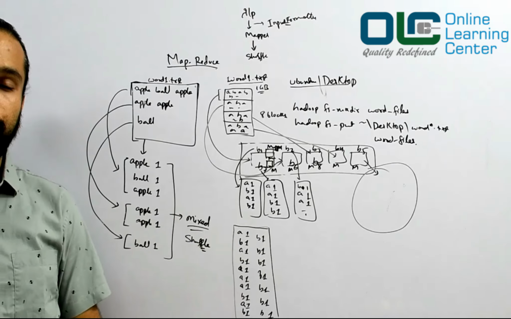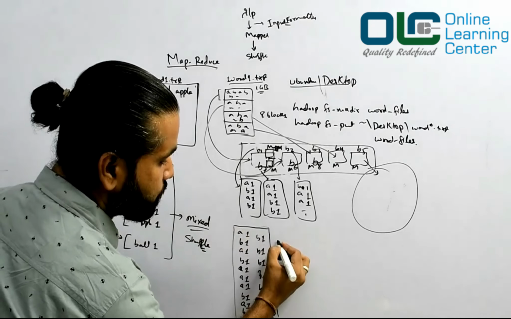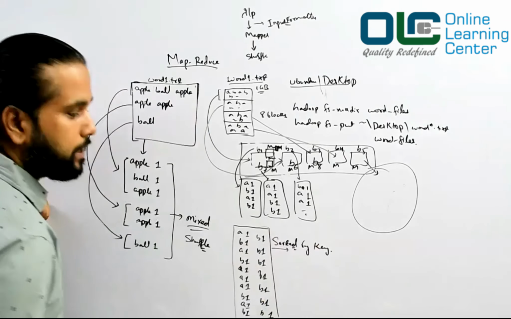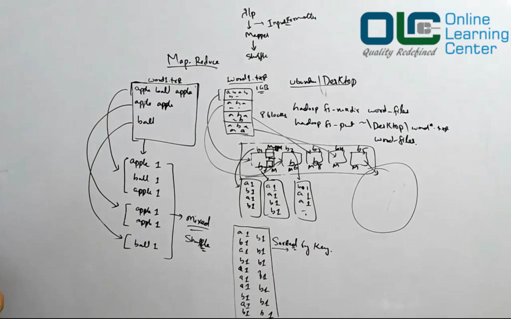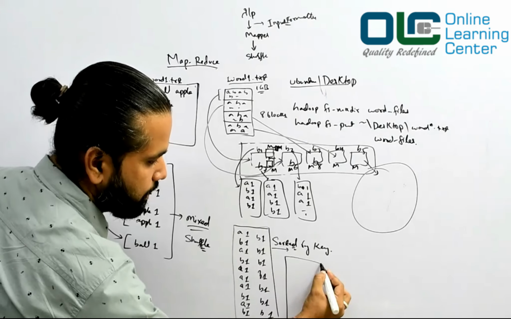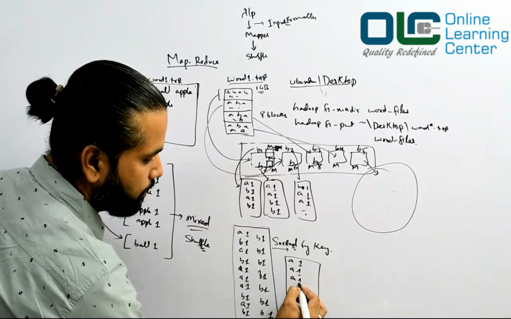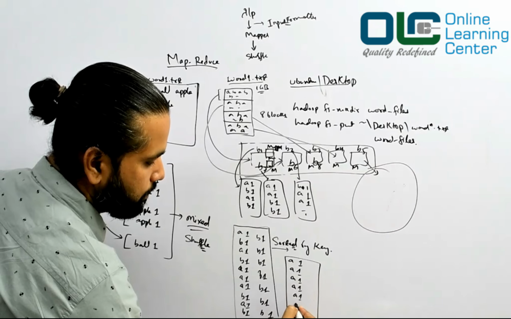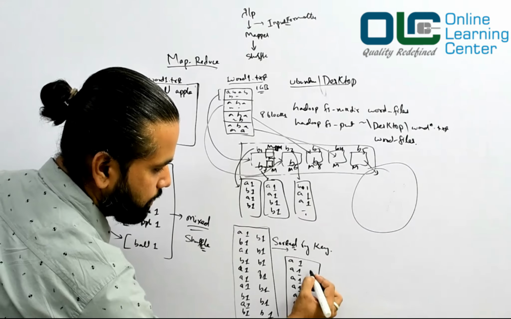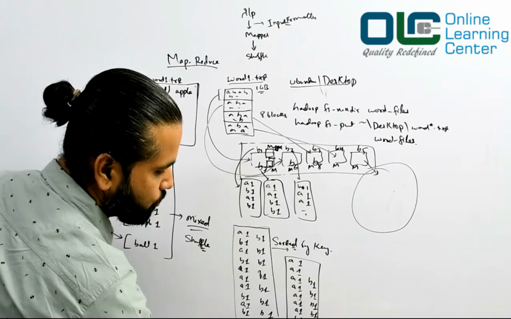After this shuffling happens, what happens? This data would be sorted. Sorted based on what? Key, sorted by key. So if the data is sorted by key, how would it look? After sorting, the whole data would be like this: apple 1, apple 1, apple 1, apple 1, apple 1, apple 1, apple 1, ball 1, ball 1, ball 1, ball 1, ball 1, ball 1, and so on.